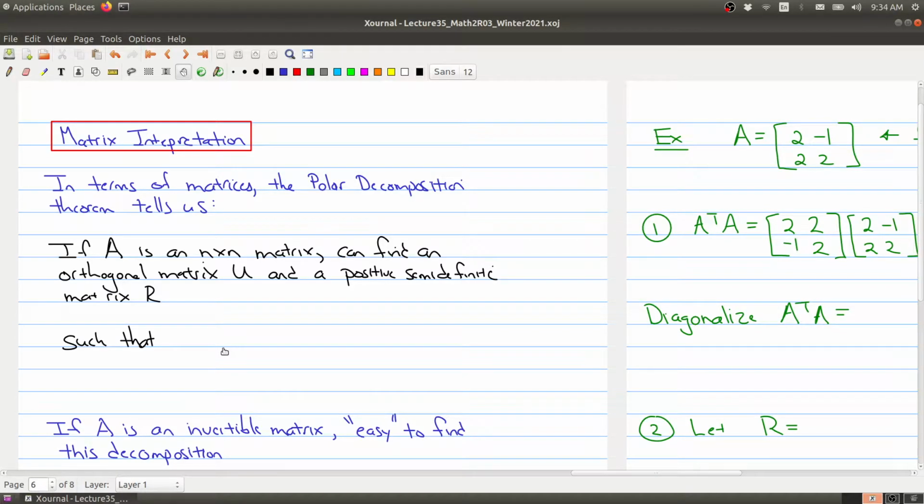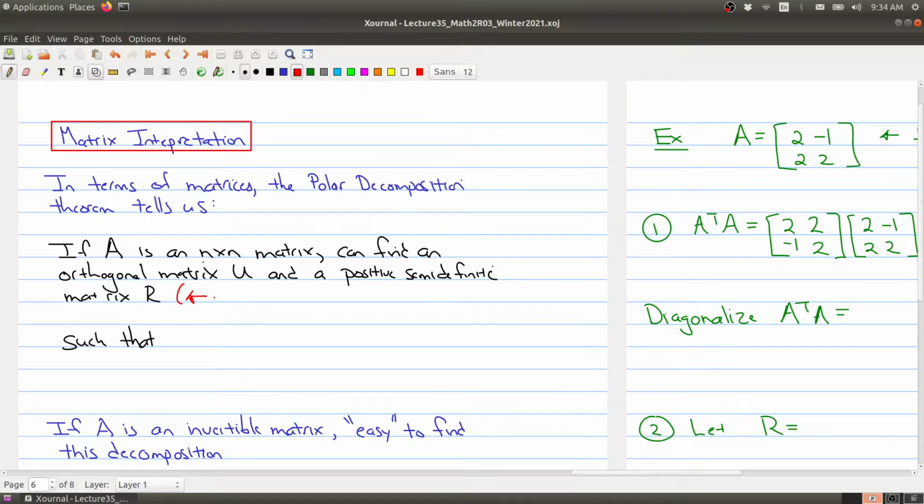Okay, so in this last part, looking at section 7D, I wanted to make things a little bit more concrete, if that's the right word, about what the polar decomposition theorem is actually telling us in terms of matrices. One way to express what the polar decomposition theorem is telling us is that given an n by n matrix, you can find an orthogonal matrix U and a positive semi-definite matrix R.